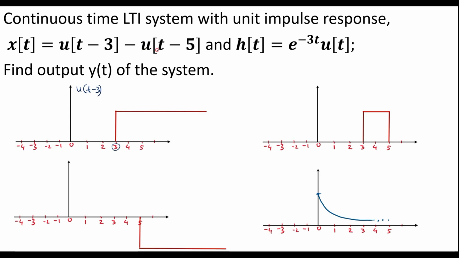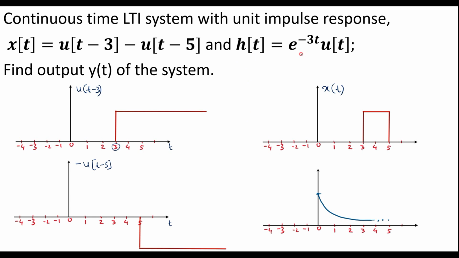Next, minus u of t minus 5. It's a unit step signal which begins at t equal to 5. Minus indicates the value is negative, so I have drawn it downward side. I can represent it as minus u of t minus 5. Now if we add these two signals, from 3 to 5 we'll get a pulse. For t greater than or equal to 5, its value is 0. So the signal x of t appears from 3 to 5. Here I have shown the signal appears from 3 to 5. So this is the x of t signal.